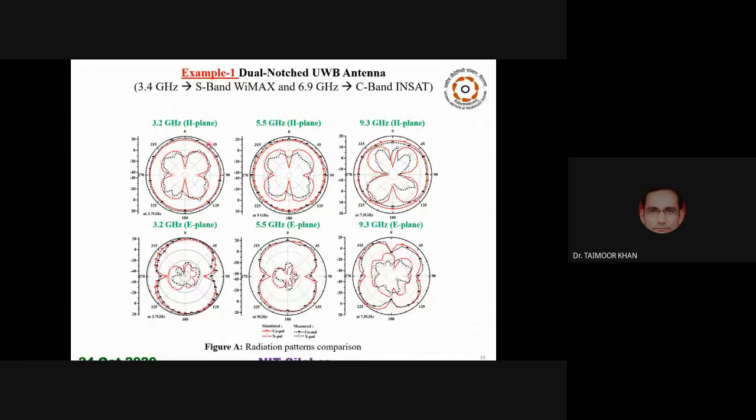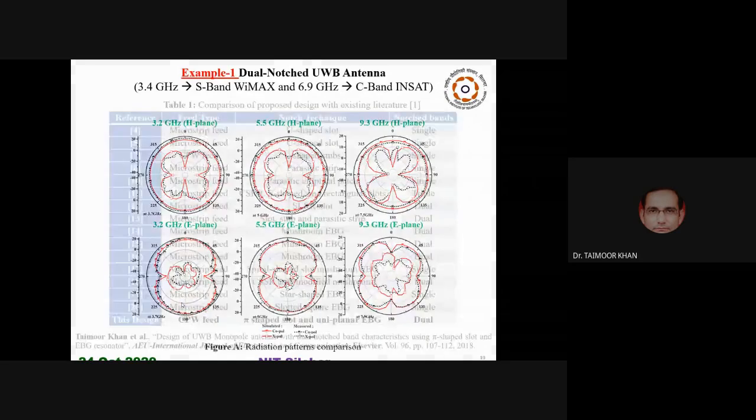Come to the radiation patterns for that one. These are all efficient working frequencies: 3.2 gigahertz is a working frequency, 5.5 gigahertz is a working frequency, 9.3 gigahertz is a working frequency. H-plane patterns and E-plane patterns, with measured as well as simulated co and cross polarization of the proposed design. If you see this, more or less all the values are matching.